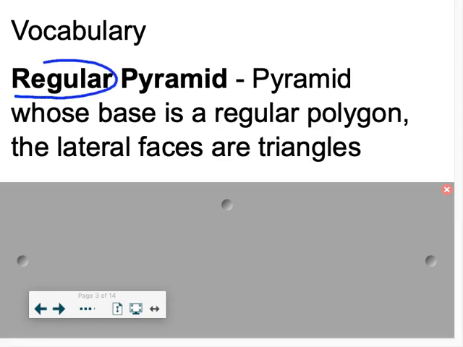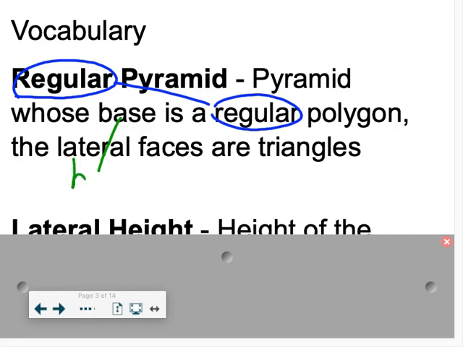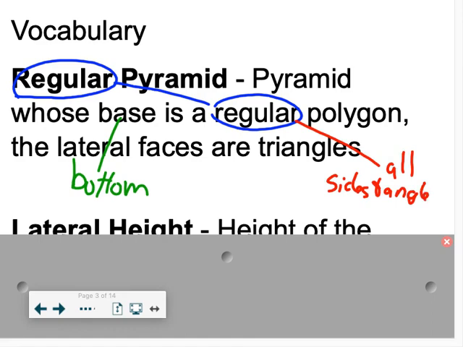This word regular is defined as a regular polygon, which is not very helpful here. So today we're dealing with just regular pyramids in math class, which is awesome. It's going to help us out because a regular pyramid, the base or the bottom, is a regular polygon. But what I do need you to do is see this word regular, and make a big note. This means all the sides and angles are the same.